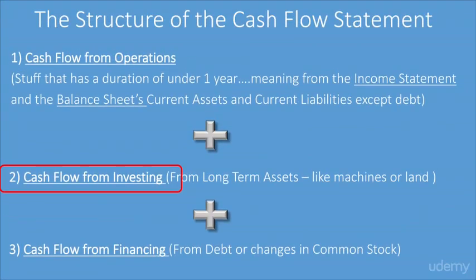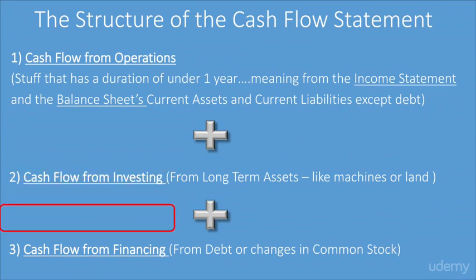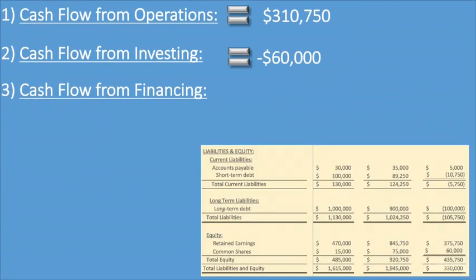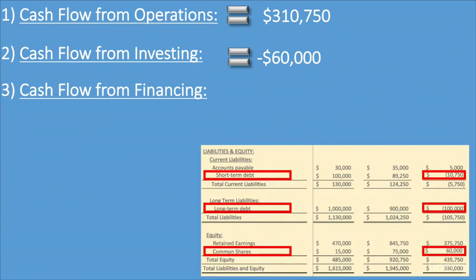So we've got one more thing to do in the cash flow statement, which is cash flow from financing, meaning if we got a loan or we had a change in common stock. All right, let's check this out. And so we get this from the liabilities and equity section. We can see that short-term debt went down. That's a good thing. We paid off debt, but you know what? That's $10,750 out of our pocket because we paid it back.